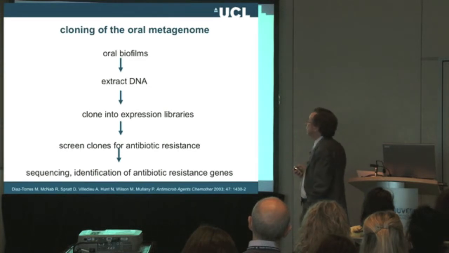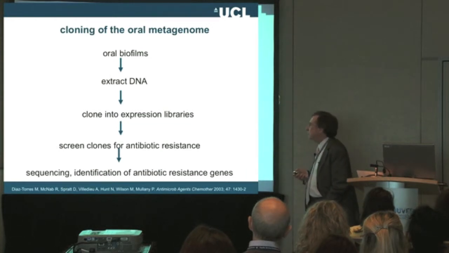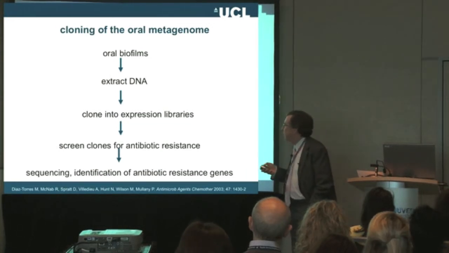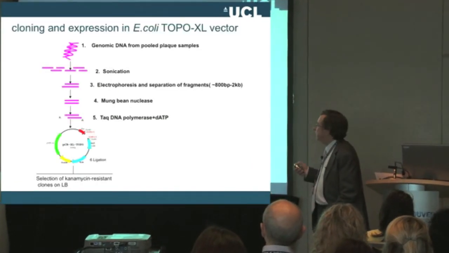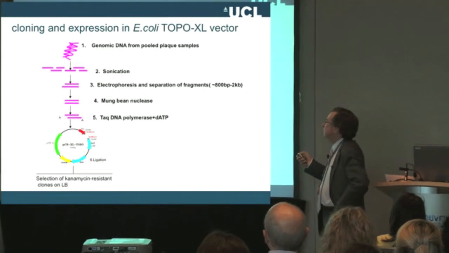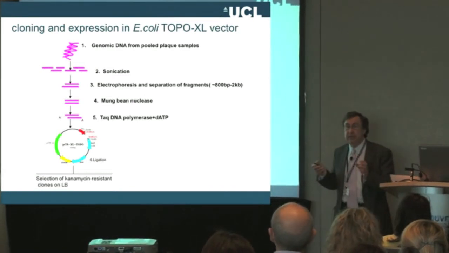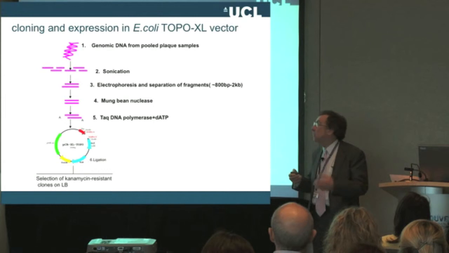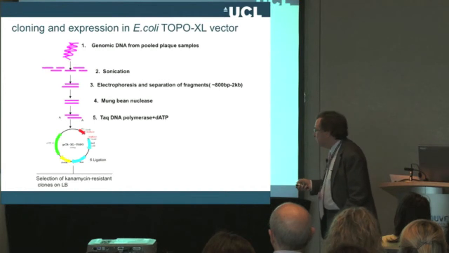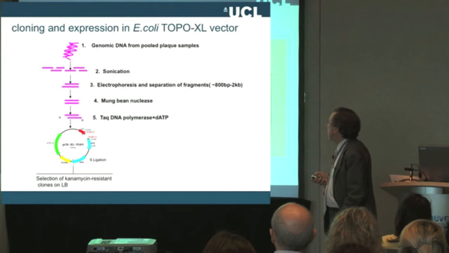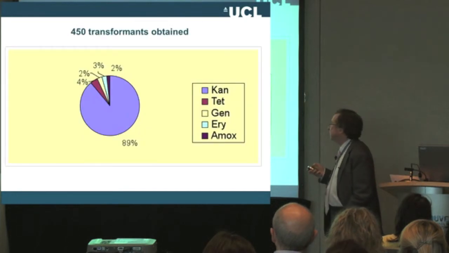So we took these oral biofilms, we extracted the DNA, we cloned them into expression libraries, and we screened them for antibiotic resistance. You don't need to worry too much about the technical details, but this is the DNA. So you can imagine this DNA contains DNA from organisms which we can't actually grow. So we get this DNA, we break it up into little bits, we stick it into an expression vector, and then we screen the clones onto various antibiotics, and we look for antibiotic resistance.